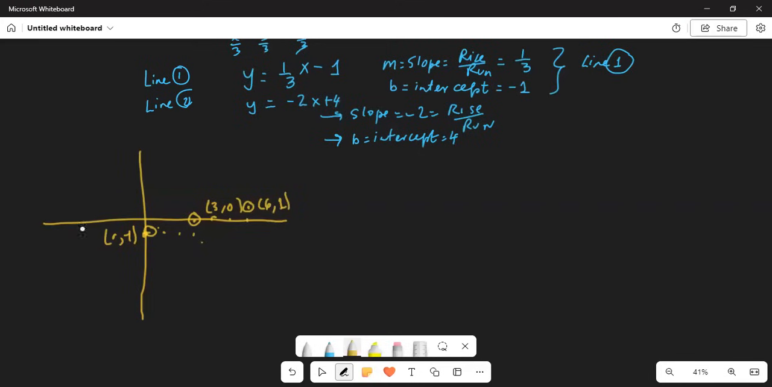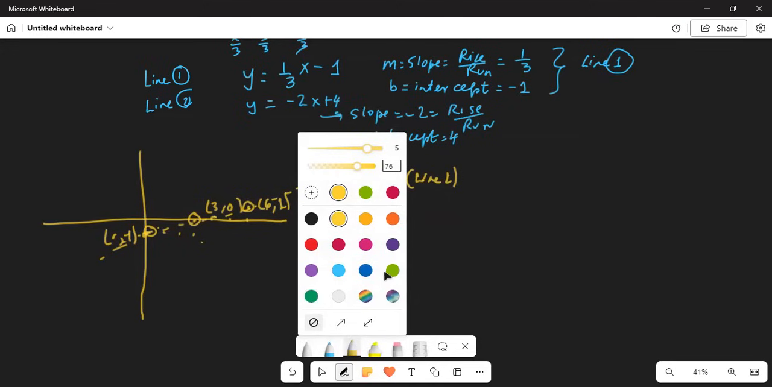So I can join these 3 points by a dashed line to indicate the first line. This is the first line, y equals 1/3 x minus 1. Okay, line 1. Maybe I should change the color of this to a lighter green or something.